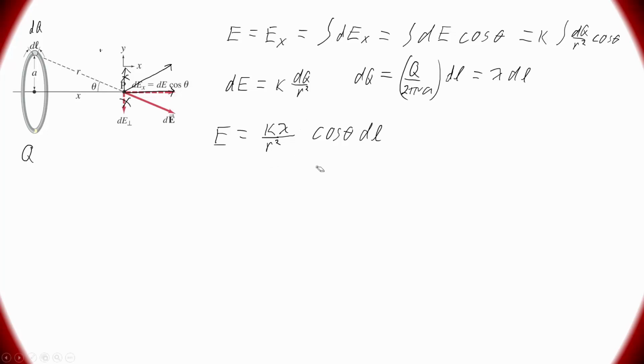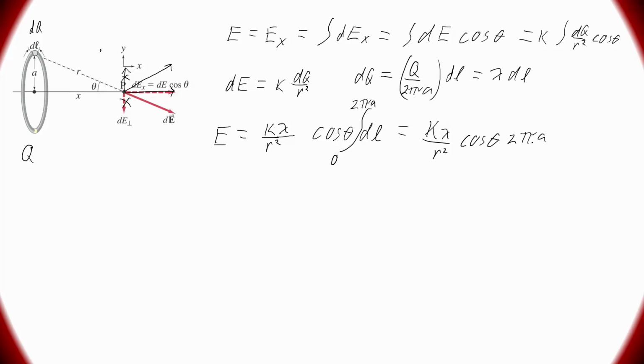That's an ugly integral. Okay, and the limits of integration, if we start at one point and go around, is from 0 to 2 pi a. So this is a nice easy integral. We're summing up each segment, so it should give us the total length around the ring. So it's just going to give us 2 pi a. So we've got k lambda over r squared cosine theta times 2 pi a.